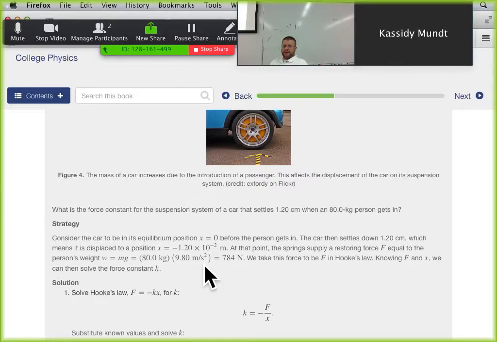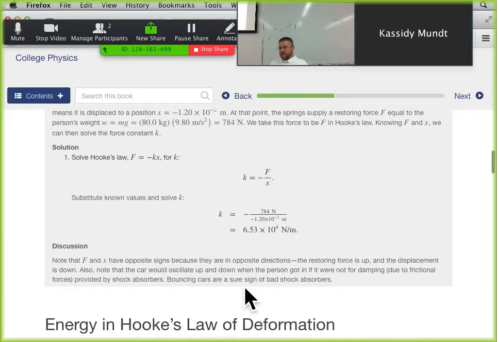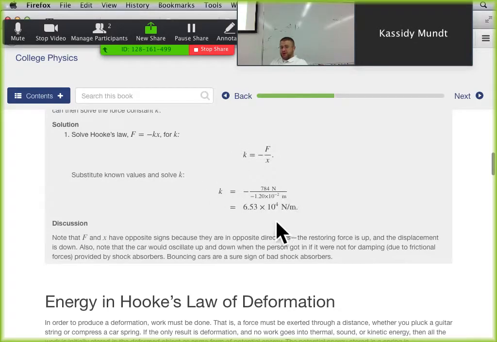Then we calculate the amount of force. The amount of force is the weight of the person. So 80 kilograms times 9.8 meters per second squared, 784 newtons of force from that person getting in. Then we use Hooke's law. Force equals negative k times x. We solve it for the spring constant, which we want to know, and we plug in our numbers. We get 6.53 times 10 to the 4 newtons per meter for the spring constant for that spring on that car.